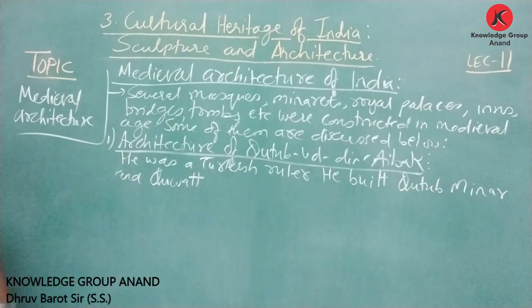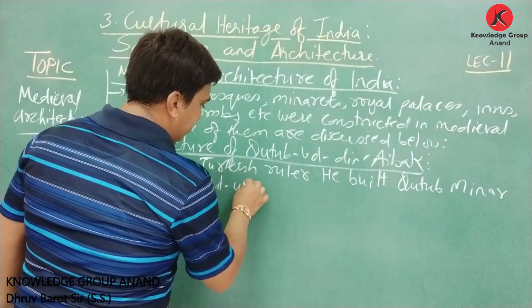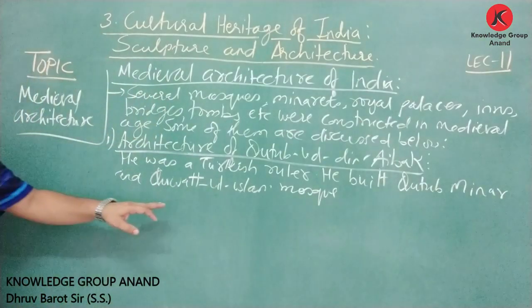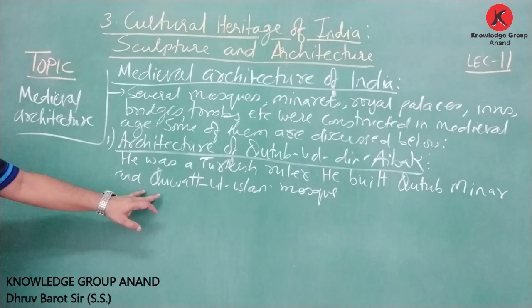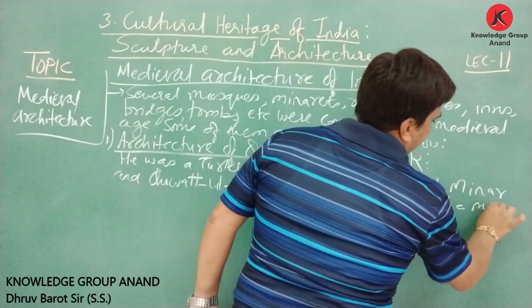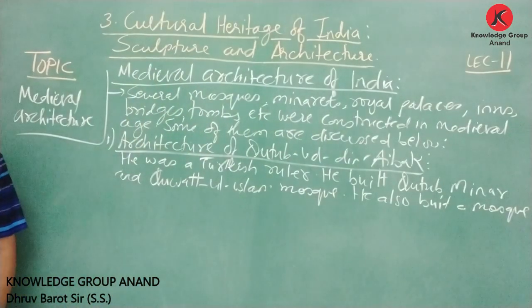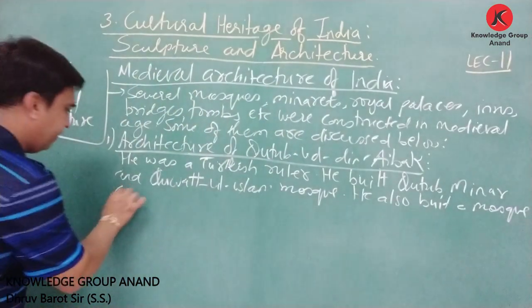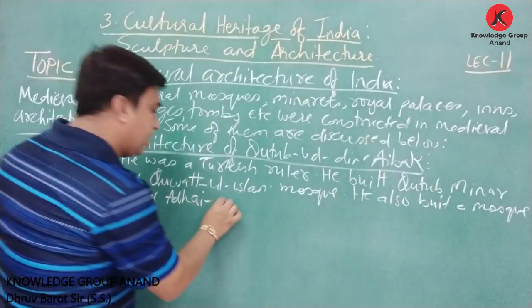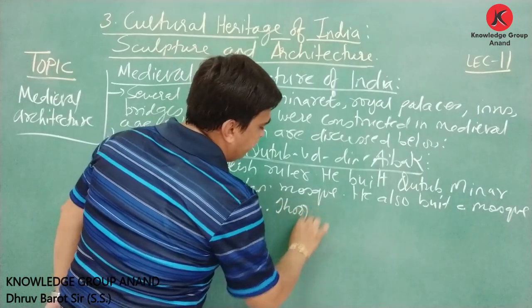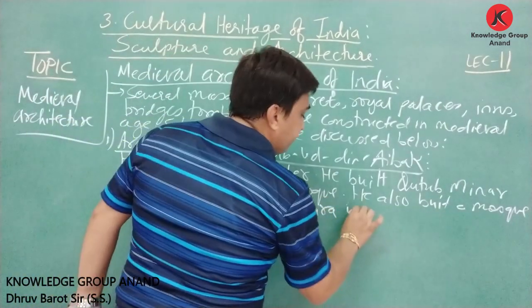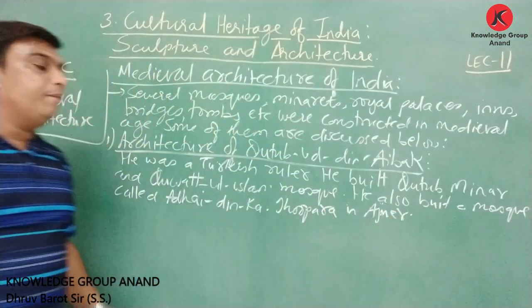He also built the Quwwat-ul-Islam Mosque. He also built a mosque called Adhai Din Ka Jhonpra, which is located in Ajmer.